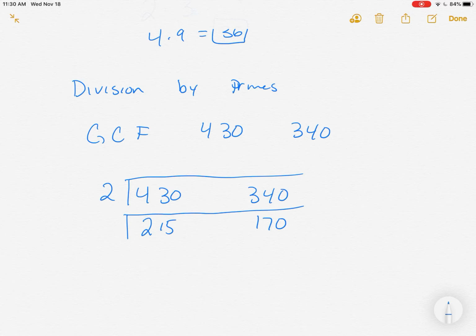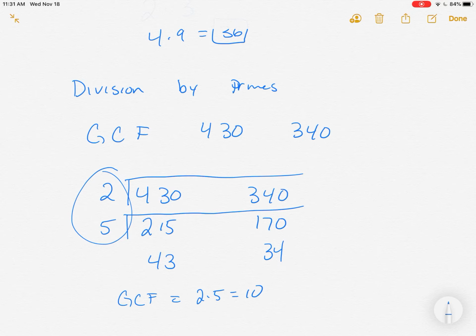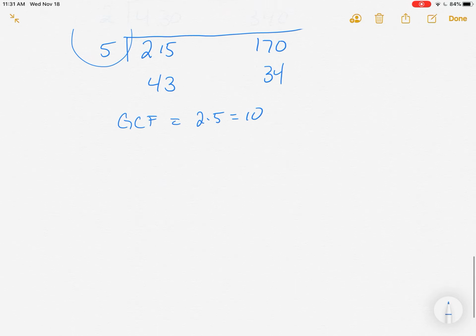Then you're going to say, well, is there another prime number that goes in there? 5 does. 5 goes into 215 43 times, and 5 goes into 170 34 times. Now 43 is a prime number, but even if I didn't recognize that, there's no number that goes into 43 and 34, so you're done. The greatest common factor is the product of those two. The greatest common factor for this problem is 2 times 5, which is 10. Very nicely done in there.